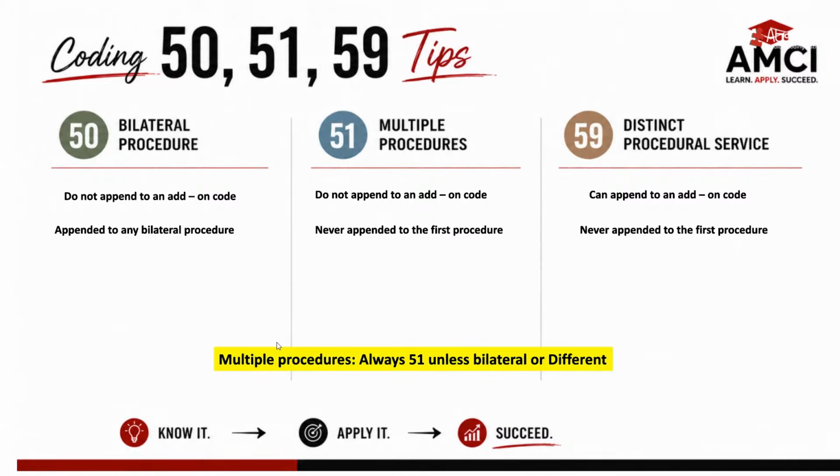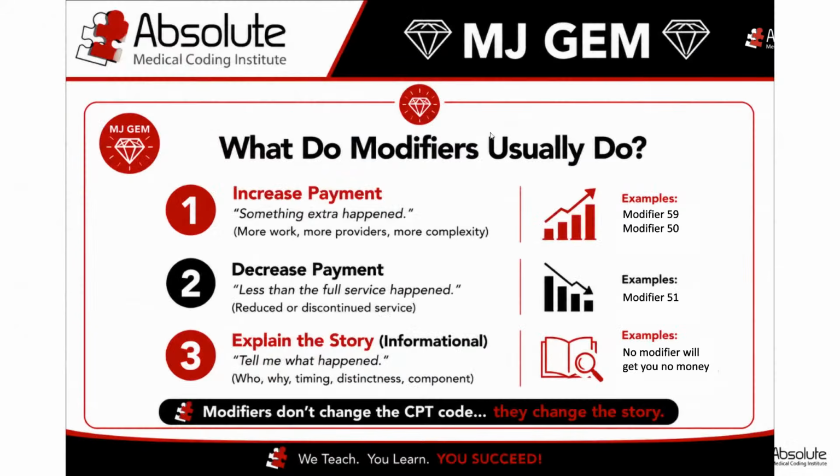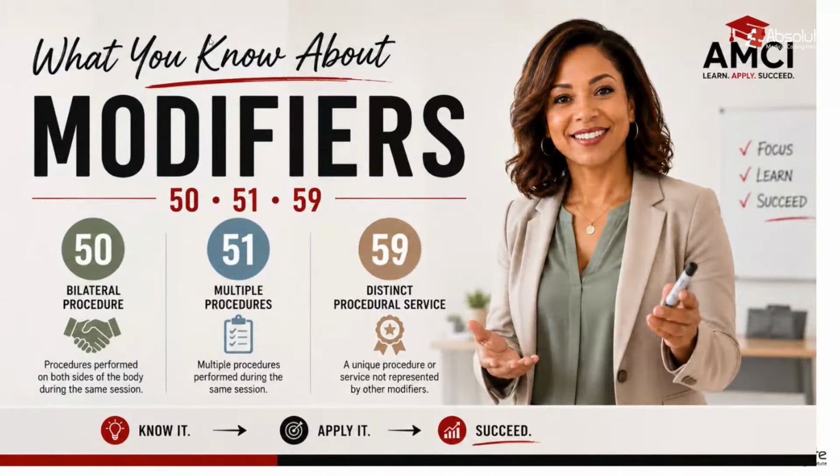And remember, when you have multiple procedures, it's always modifier 51 unless it's bilateral or different. Now, these might not make sense right now, but they're going to make sense momentarily. And also remember this: modifiers either increase the payment, decrease the payment, or they're informational and they just tell the whole story. All right, now let's practice modifiers 50, 51, and 59. You all ready?